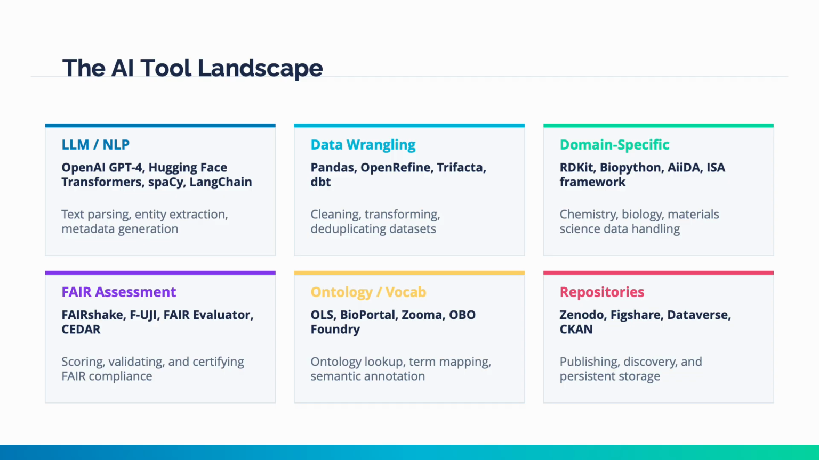For compliance assessment, FAIRshake, FUJI, the Evaluator tool, and the Metadata Template tool help you score, validate, and certify compliance. For ontology and vocabulary services, the Ontology Lookup Service, BioPortal, Zooma, and the Open Biological and Biomedical Ontologies Foundry provide term mapping and semantic annotation. And for publishing your datasets, repositories like Zenodo, Figshare, Dataverse, and the Comprehensive Knowledge Archive Network provide persistent storage and discovery.